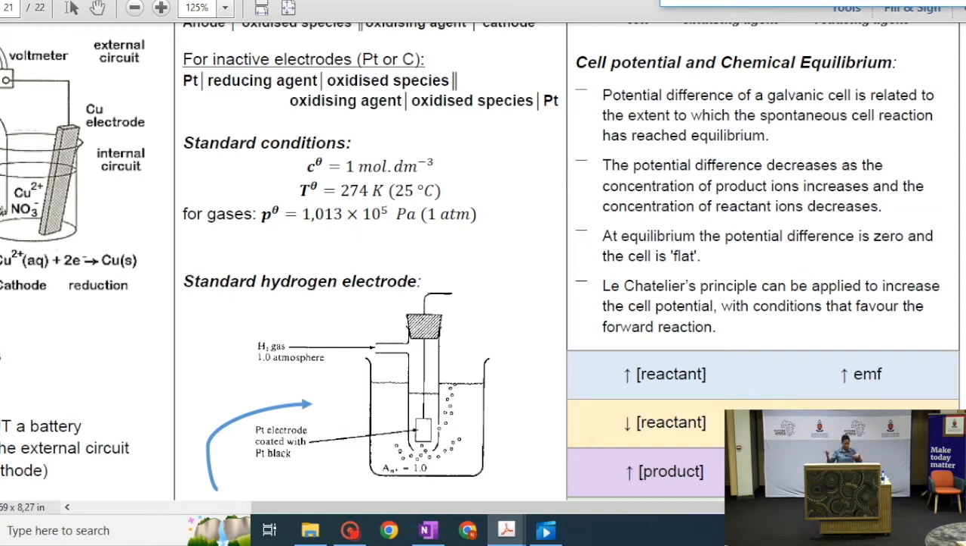Adding reactants. Okay, so if you would like the cell potential to increase, and here we're speaking of the initial cell potential, you're going to increase the concentration of the reactants. Alternatively, you could perhaps decrease, but I don't see it over here, the concentration of the products. But normally we would increase the concentration of reactants and then we will have a higher EMF.